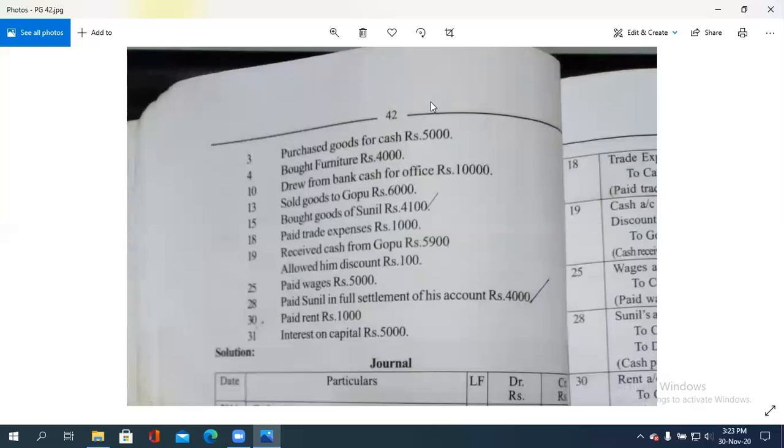Then paid trade expenses. Trade expense is an expense, so it is a nominal account. So debit all expenses and losses. So trade expense account debit to cash.